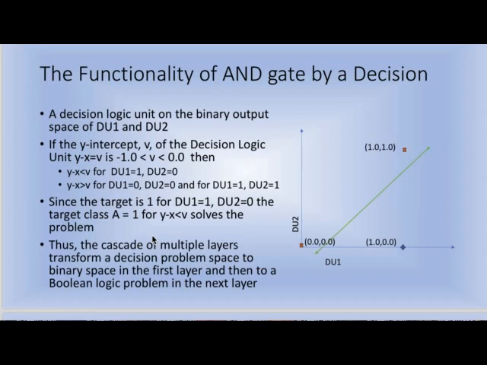So having solved this problem using another decision unit, we have demonstrated the use of a multi-layer neural network to solve a linearly not separable problem. Now another thing to notice is that the rule that we have used for decision output is the same as a step function. So here we have the step function as an activation function.